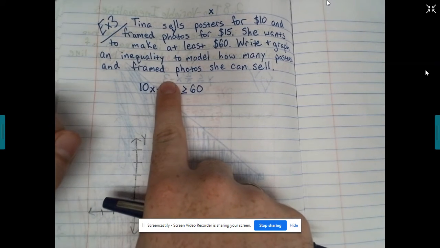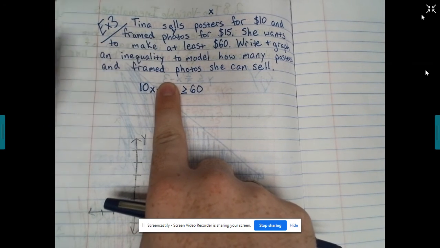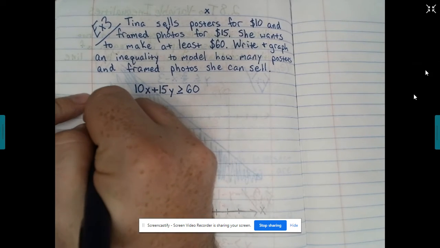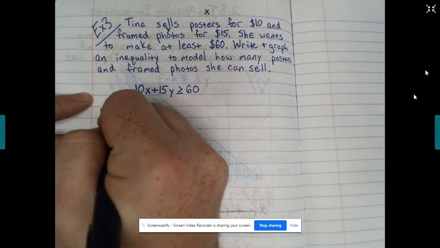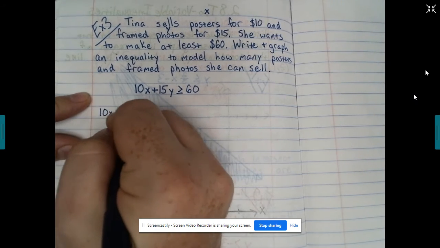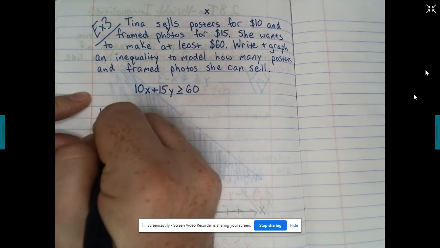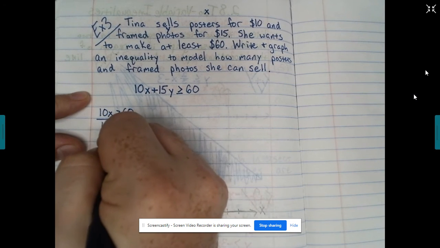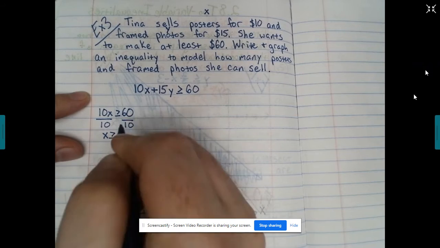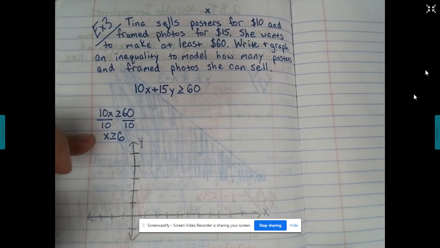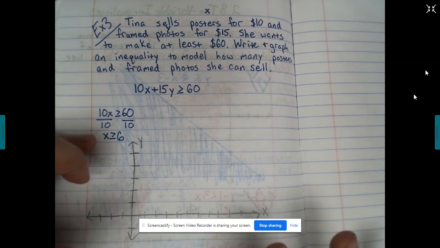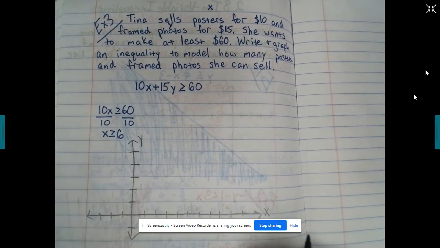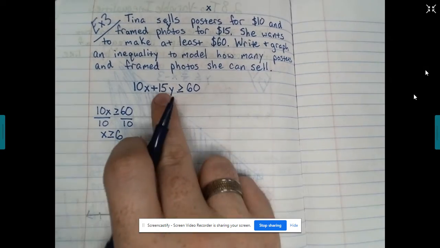If we don't have any photos there, we have 10x is greater than or equal to 60. That would represent how much she's making and how many posters she needs to sell to get that $60 profit. So 10x is greater than or equal to 60. We solve that by dividing 10 from both sides. We get x is greater than or equal to 6. So she would have to sell at least 6 posters. And again, that's if she's not selling any framed photos whatsoever.